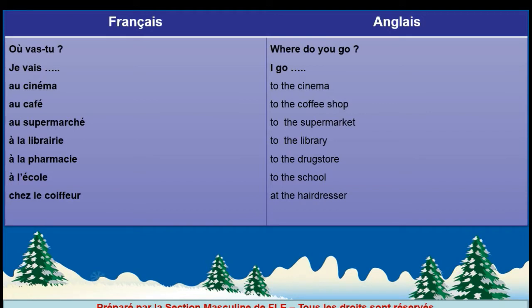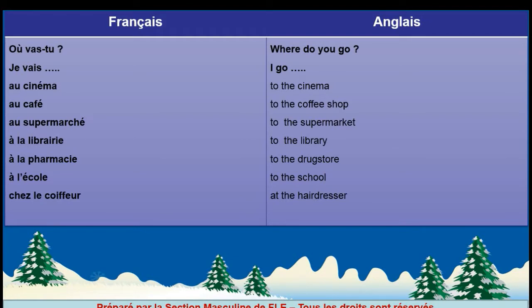Before, we talked about this when we talked about the countries, which is something else. We live in or I go to, we use the same, but countries are not like the places we talk about today in the city. Cinema or cafe is not a city and not a country. It's places, normal places like that.